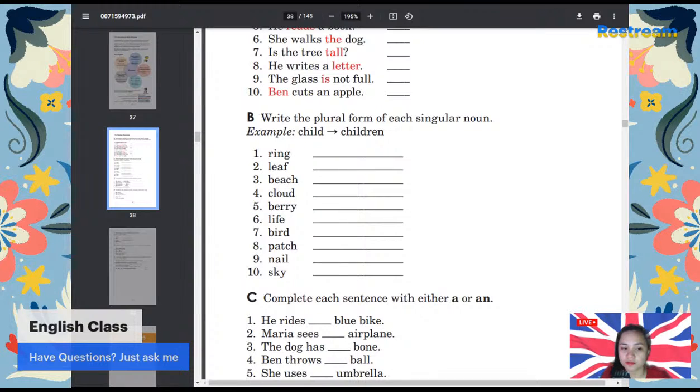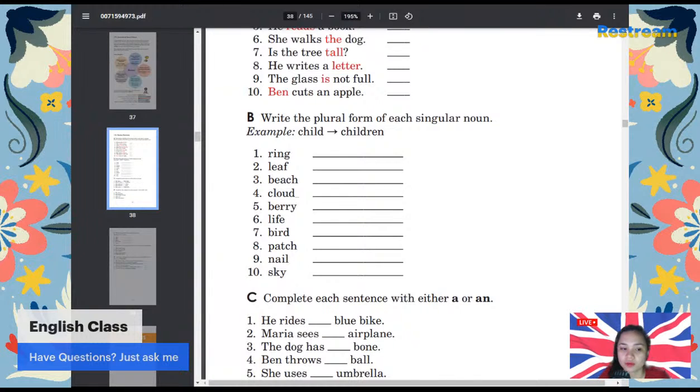Next, we have number four, cloud. Cloud ends with a consonant, so we will just add a letter S. So it will come as clouds. I keep typing it in the chat, don't worry, so you can see how it is spelled.